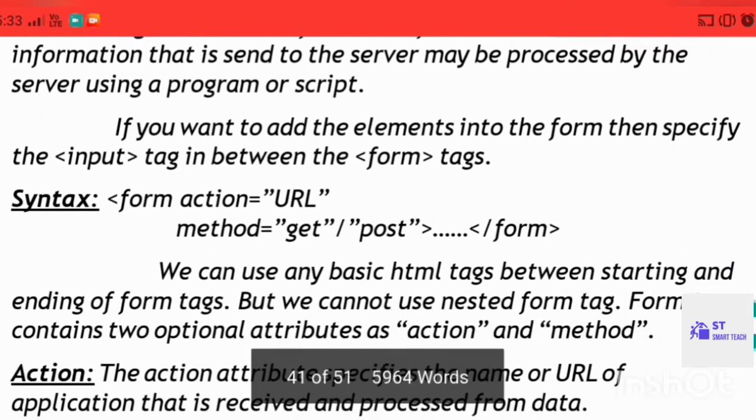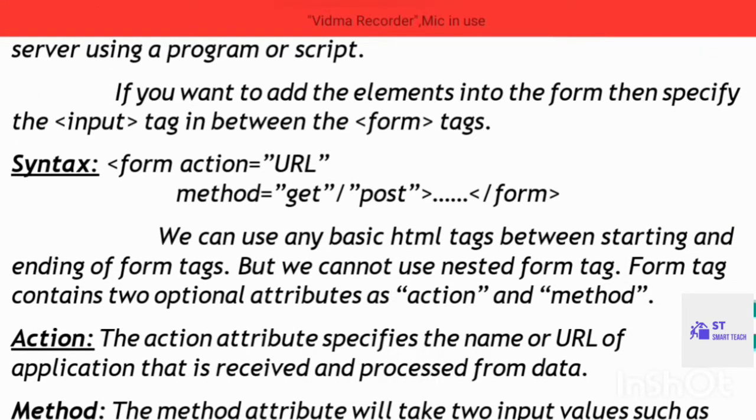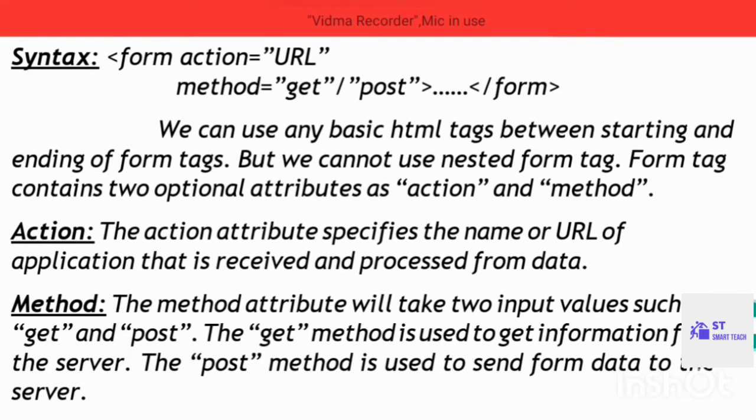Here the syntax for the form tag is form. It consists of two attributes, action and method. The action attribute is used to specify the name or URL of the server that receives and processes the data. Next, the method attribute takes two input values such as get and post.